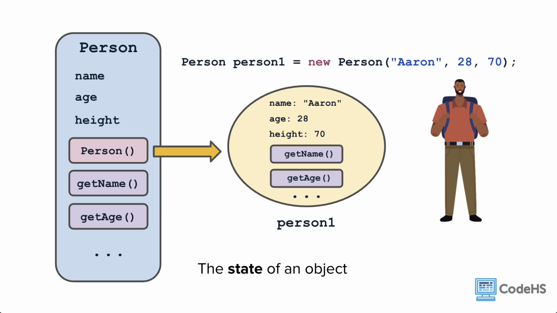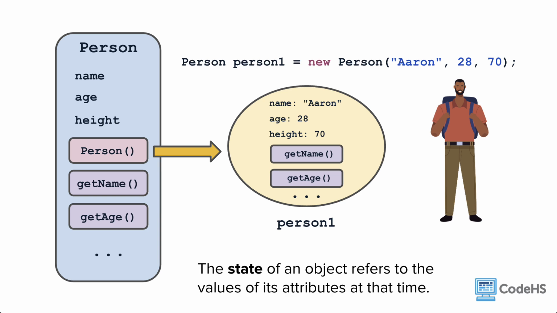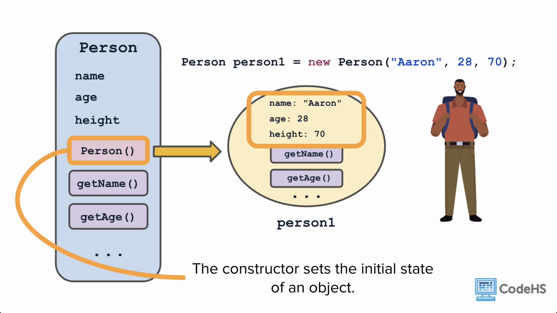At any given moment, you can talk about the state of an object, which refers to the values of its attributes at that time. For example, if you were to describe the state of person 1 right now, you'd say that it has a name of Aaron, an age of 28 years old, and a height of 70 inches. The constructor sets the initial state of an object, so let's take a closer look at how that happens.